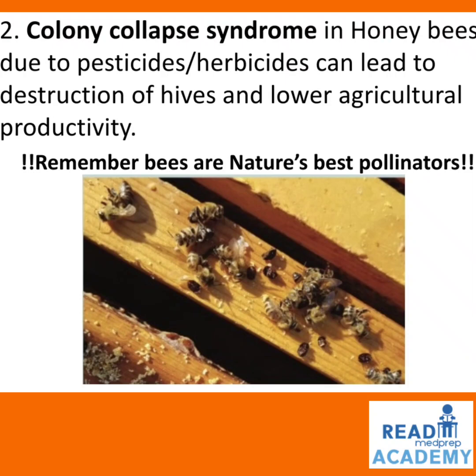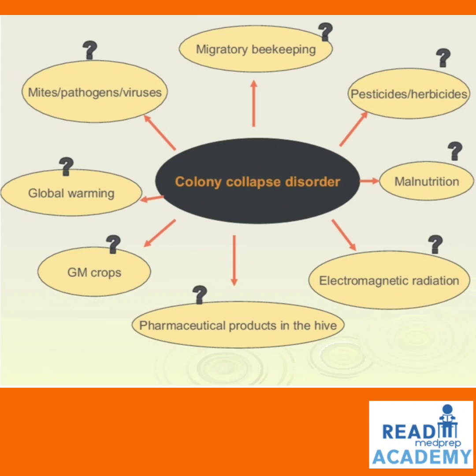Colony collapse syndrome. In honeybees, pesticides and herbicides can lead to destruction of hives and lower agricultural productivity. Remember, bees are nature's best pollinators. In the image, you can see the colony collapse of the honeybees. Colony collapse disorder can be caused by migratory beekeeping, pesticides or herbicides, malnutrition, electromagnetic radiation, pharmaceutical products in the hives, genetically modified crops, global warming, and mites, pathogens or viruses can also cause colony collapse disorder.